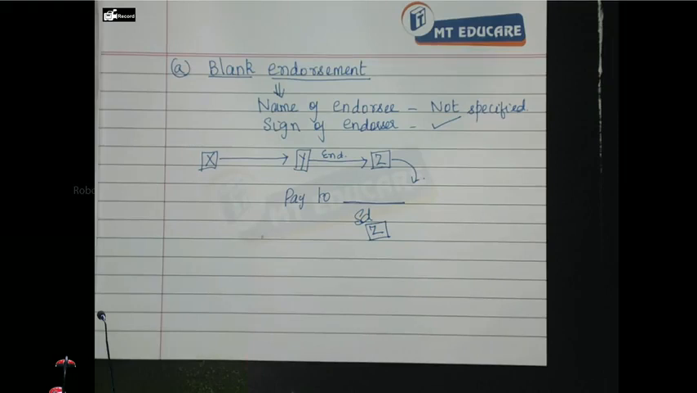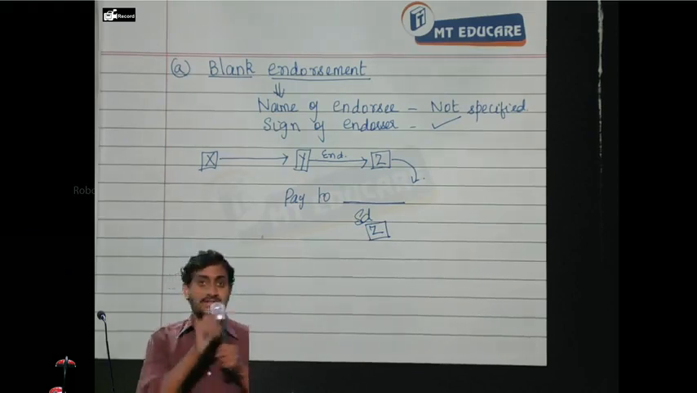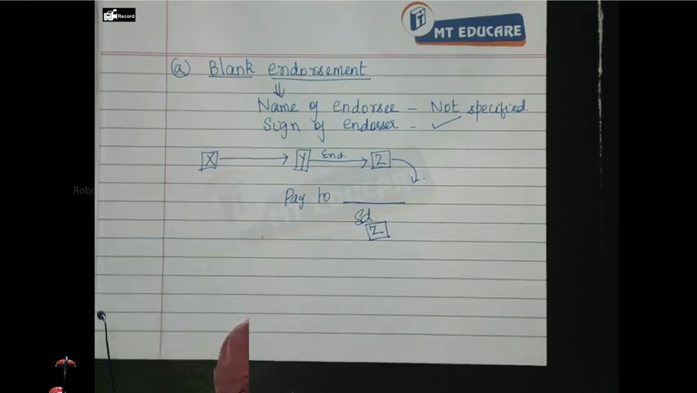Yes, but once the instrument is marked as a blank endorsement, it becomes a bearer instrument. Anybody who takes that instrument can go and collect the amount on the instrument. This is a risk which is attached to the blank endorsement: the moment it is marked as blank endorsement, it becomes a bearer instrument.